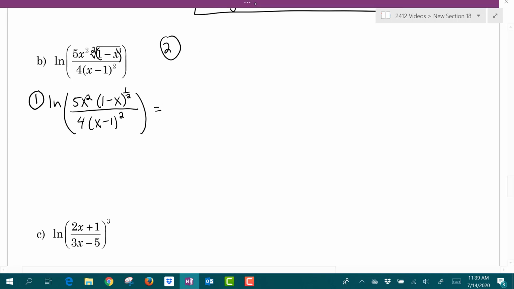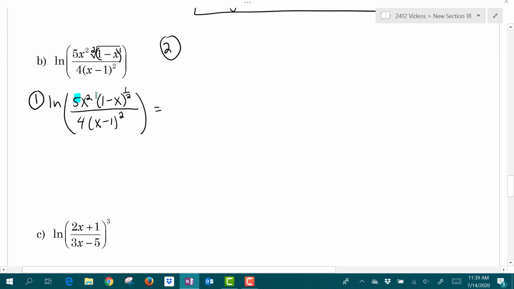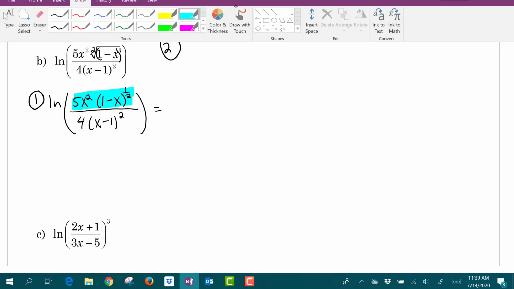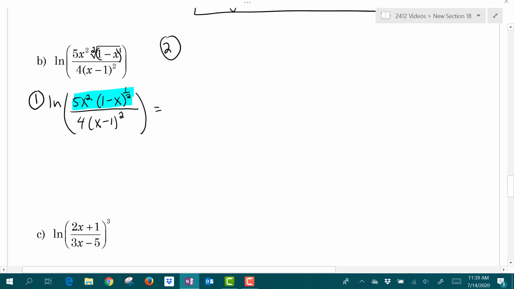Alright, step 2 says anything that's at the top of the fraction that's being multiplied together can be put into their own separate positive logs. So we have 5 times x squared times that group. So each one of those is going to be broken up into their own positive log of the same base. So they're all going to get natural logs, or ln.